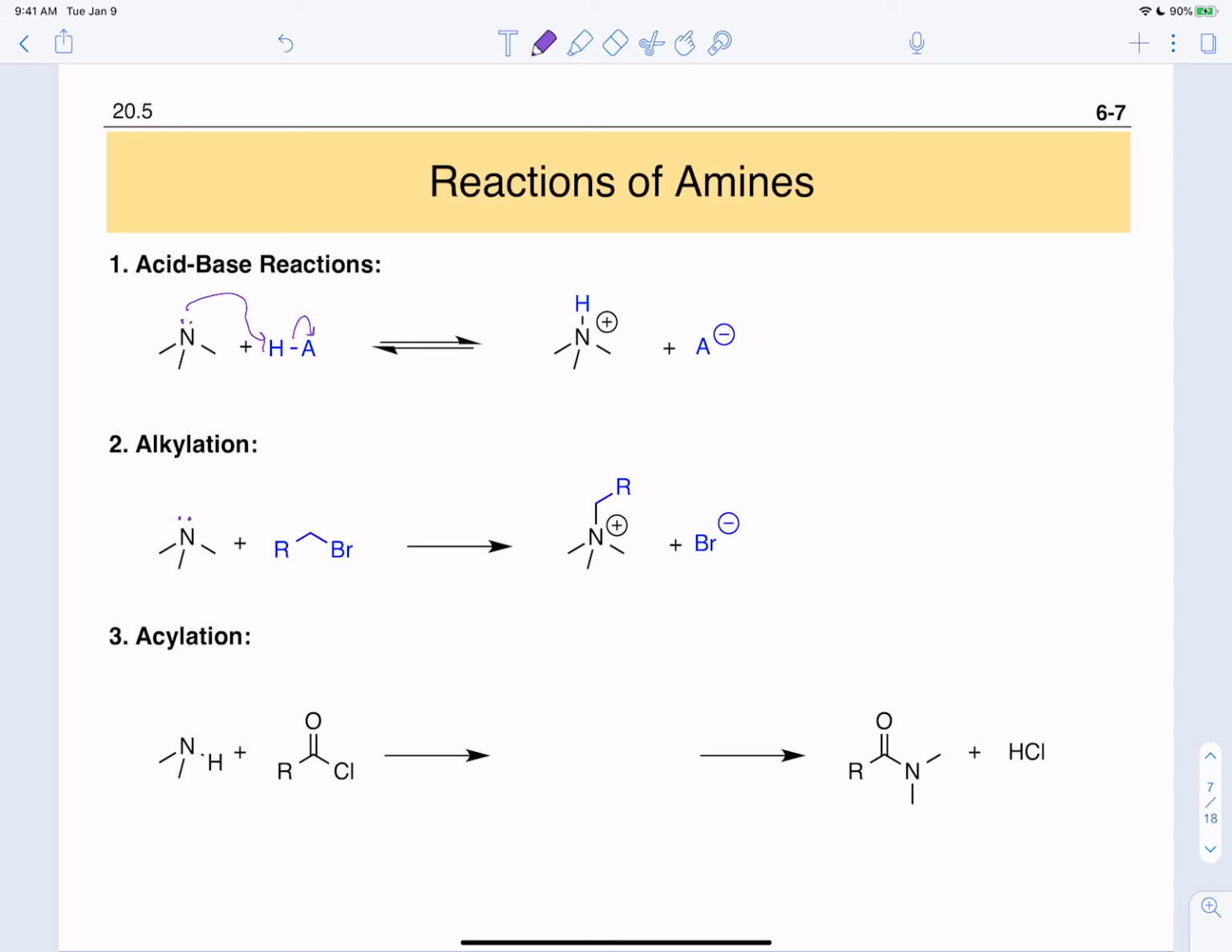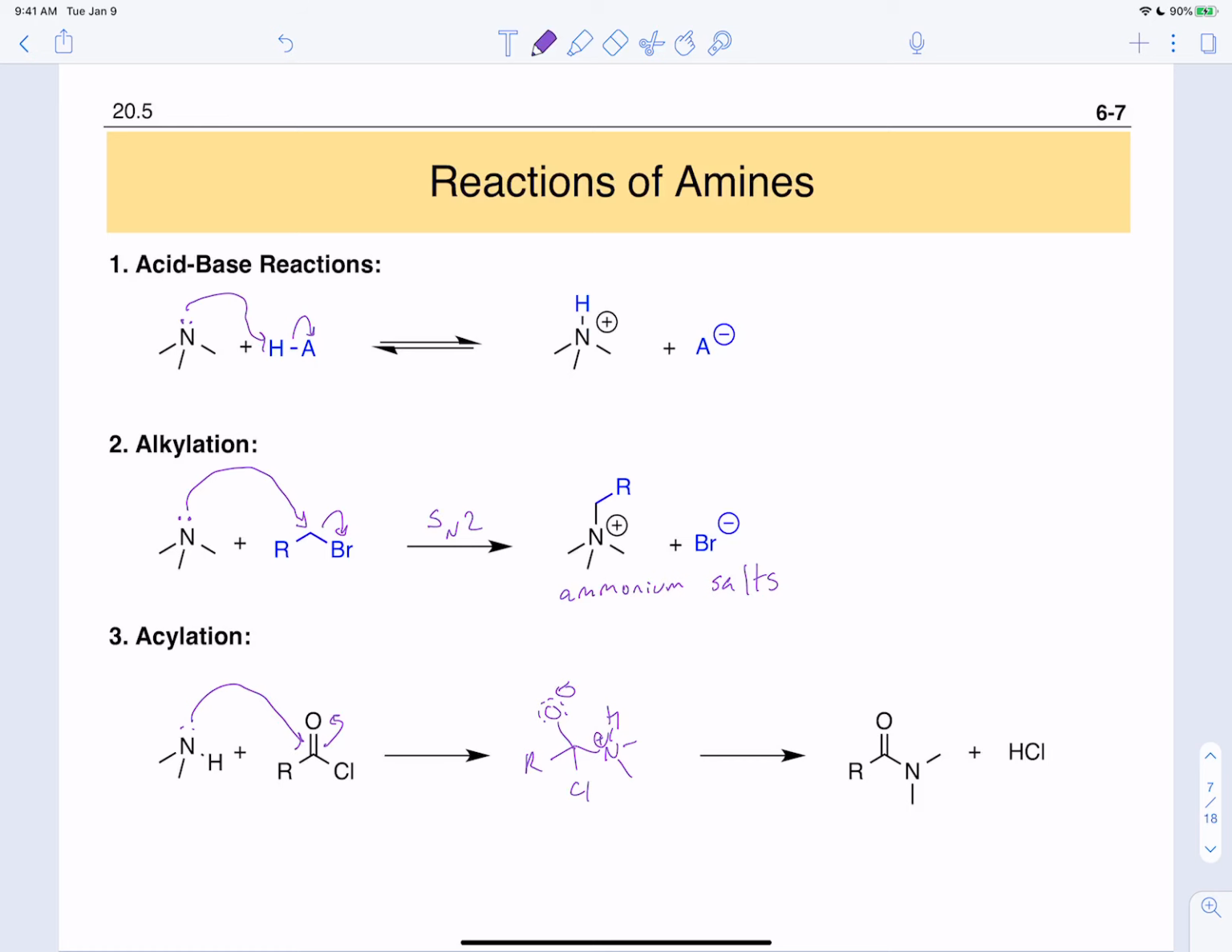We can use neutral amines to do alkylation reactions, where this is just going to be an SN2 reaction to displace things like alkyl bromides. And now we can make ammonium salts. We'll talk more about this on the next slide. And in the last section, we just saw how we can have nucleophilic amines attack acid chlorides, where these will go through tetrahedral intermediates, and then finally give amides as products after collapse of this tetrahedral intermediate and proton transfer.